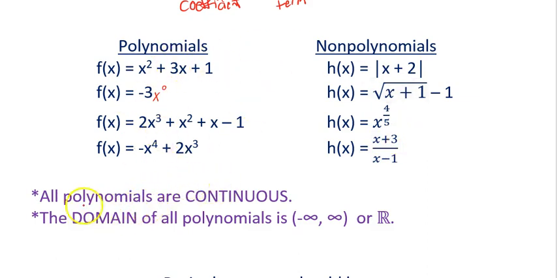Things you need to know about polynomials is that they are all continuous. All these polynomials are continuous, and we're going to be talking about the shapes of the graphs in this section. The domain of all polynomials is negative infinity to positive infinity, or all real numbers. So if you're asked about the domain and it's a polynomial, it's always going to be the same answer. So those two things are important to keep in mind.